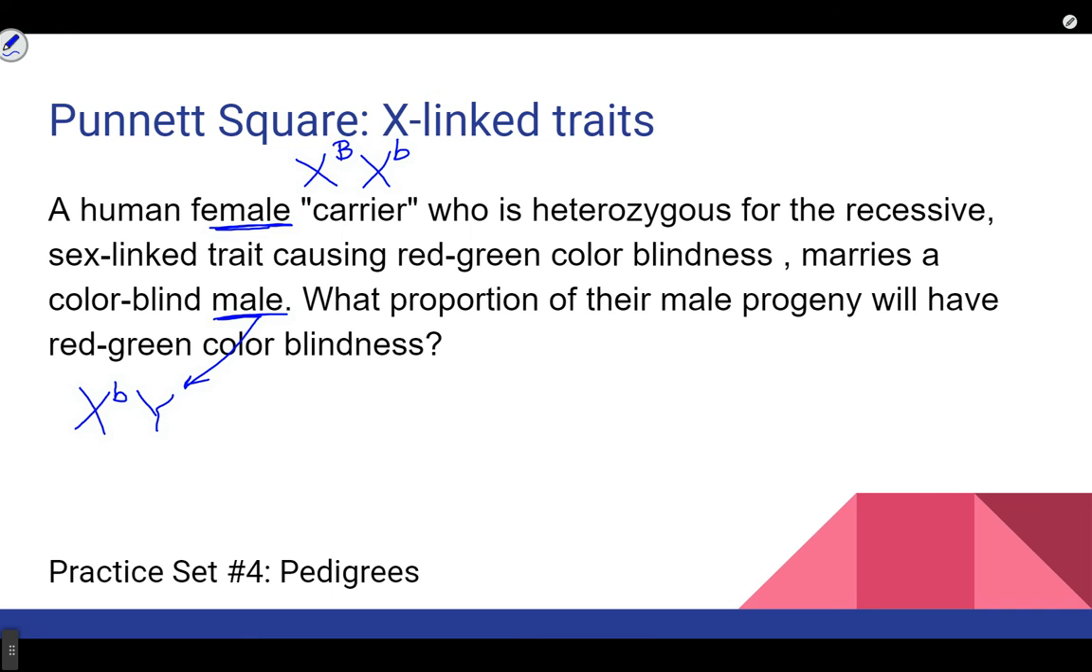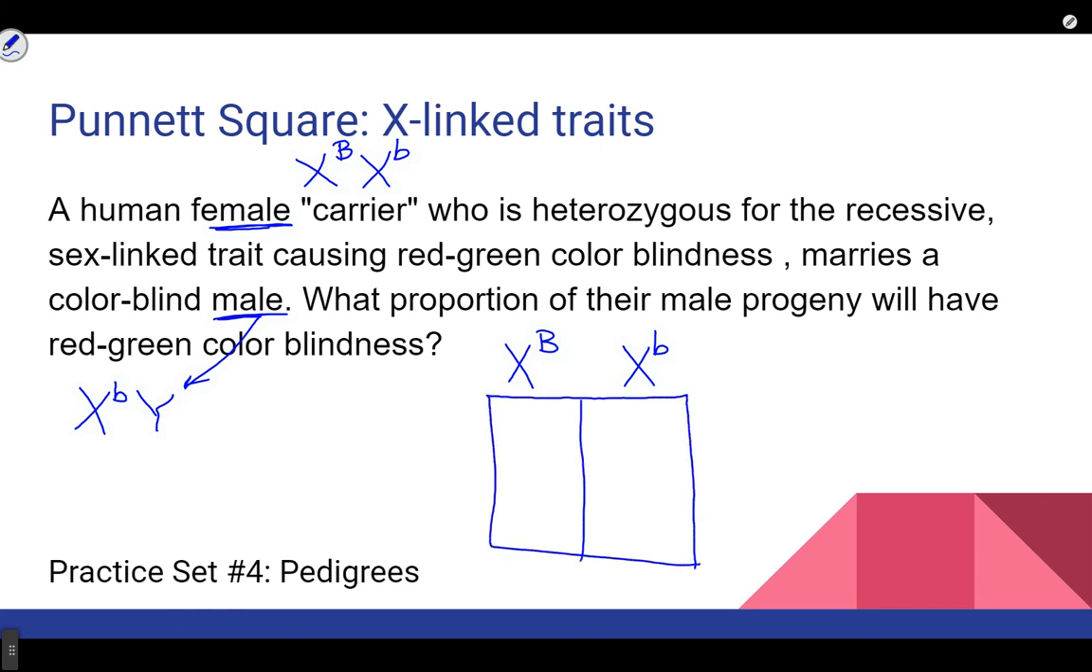A gene is only found on the X chromosome or the Y chromosome, not both. So we don't put anything next to the male's Y chromosome. You have to put the Y there because he has a 50-50 chance of passing that on to his kids. Then you can put this into a Punnett square with the X's and Y's and B's and everything. So the female will either pass on the first X with the dominant allele or the second with the recessive allele. And the male will either pass on his X chromosome or the Y chromosome. So then you can go through and fill this all in.